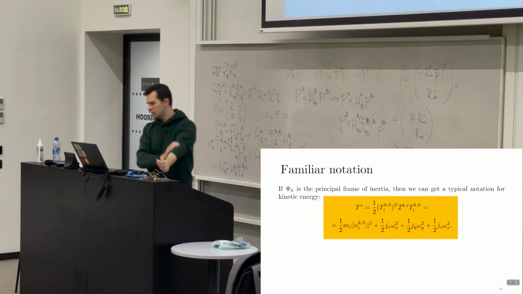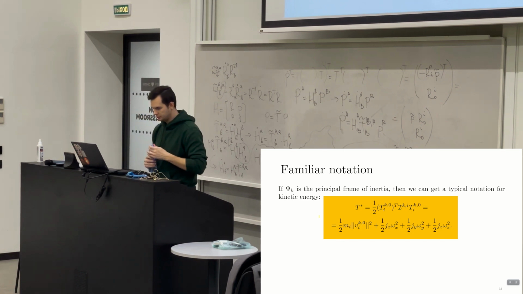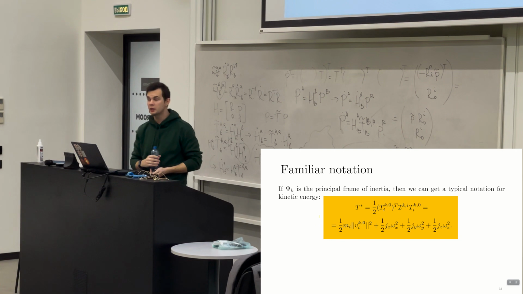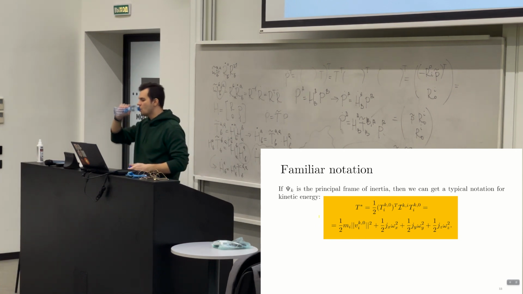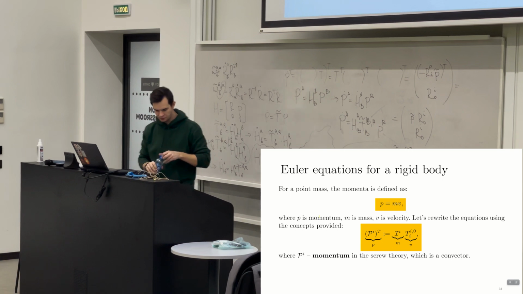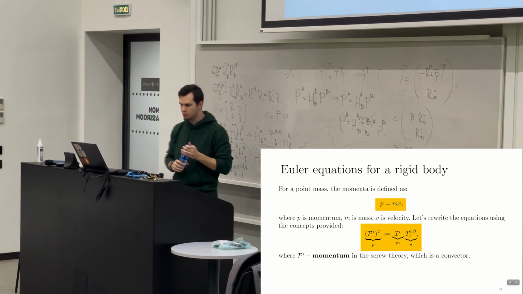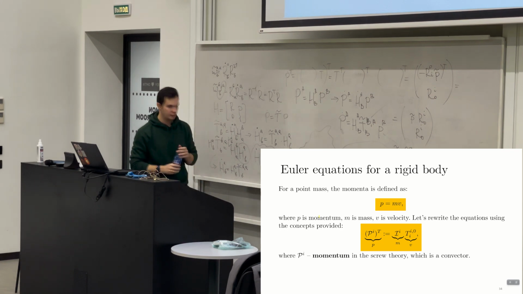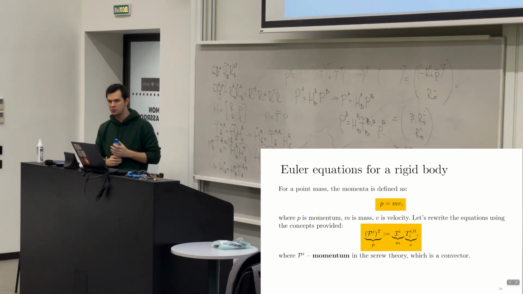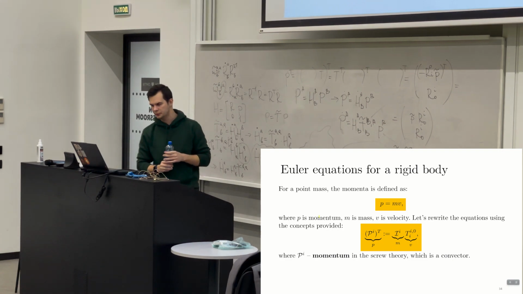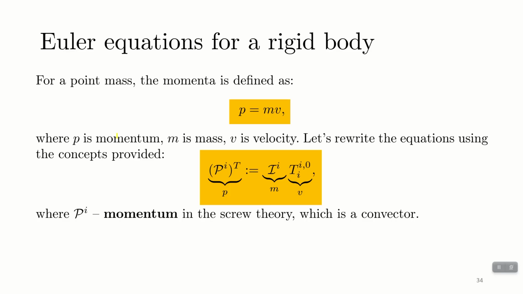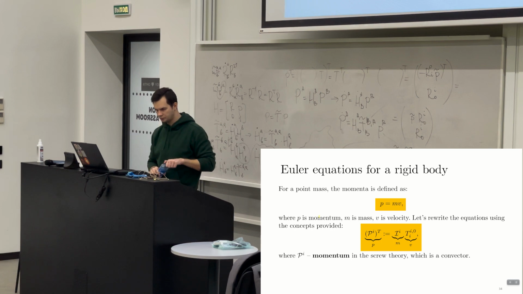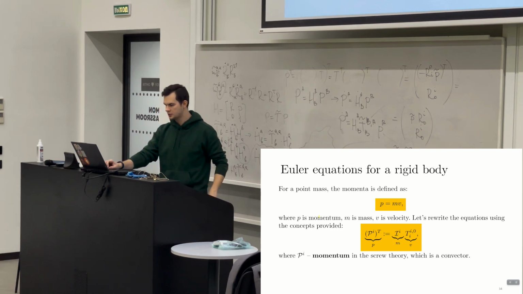Okay. So we now understand how to compute kinetic energy. But how can we model a body, for example, using bond graphs? We understand that the multiplication of mass times velocity for a point mass will be momentum. Pretty much the same is true for spatial motion. In this case, we need to multiply the tensor of inertia times twist, and it will be the momentum in screw theory.